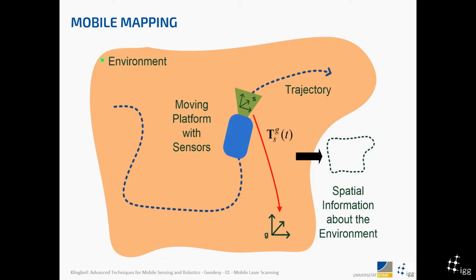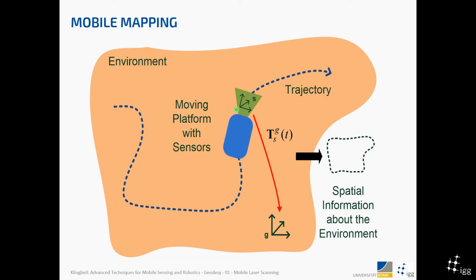It is like here shown in this sketch. So we have some sort of environment, and what we do is we move through the environment with a platform, and that platform has sensors attached to it. So the whole idea is that we measure information about the environment, usually some spatial or geometric information, like we measure objects, distances, images, and so on, while we move through the environment. So it's not a static measurement, it's a kinematic or dynamic or mobile measurement where we move through the environment and then measure the things.